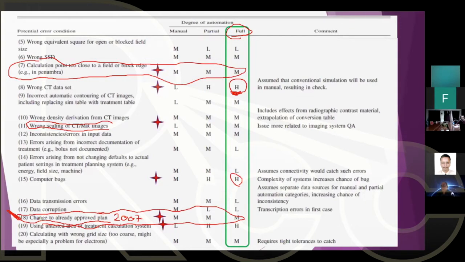Making sure that approved plans, and changes to approved plans, are noted is not only for 3D CRT or conventional, it is for all patients: IMRT, SRS, SBRT, everything.